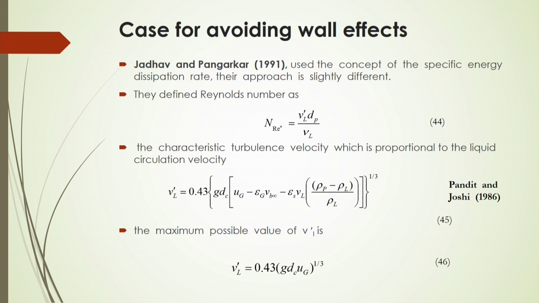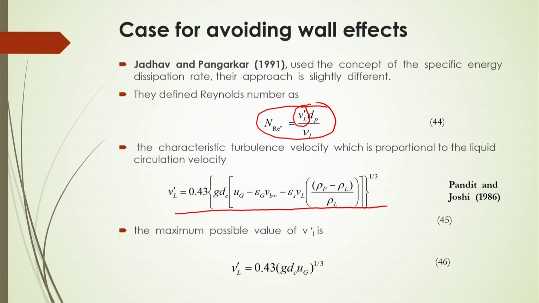Now, if there are any wall effects inside the bed, then of course the Reynolds number will be changing, by this equation 44. In this case, the velocity of the liquid will of course be characterized by the turbulence velocity, that is proportional to the liquid circulation velocity inside the bed.